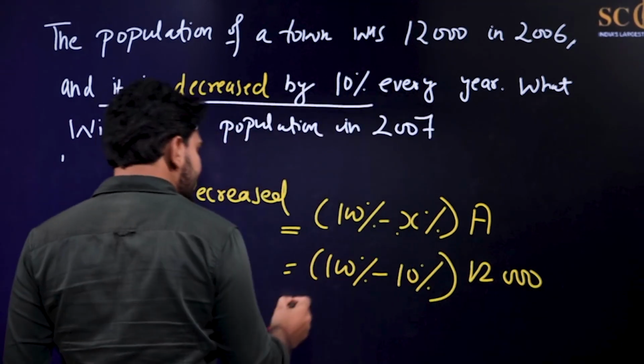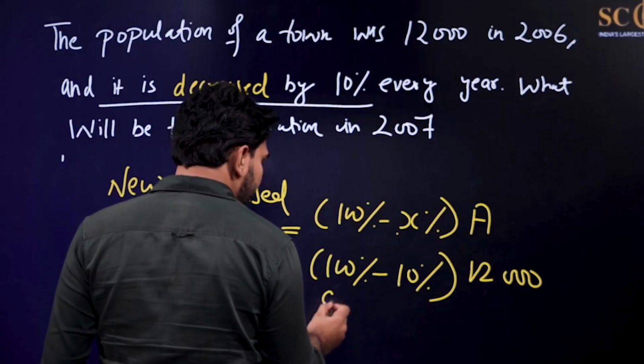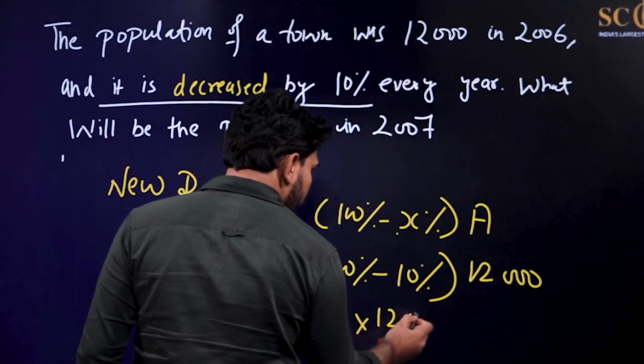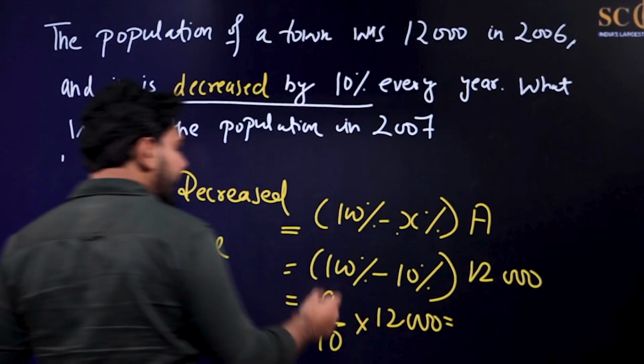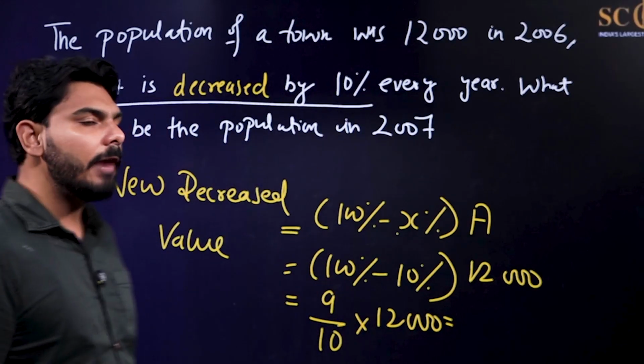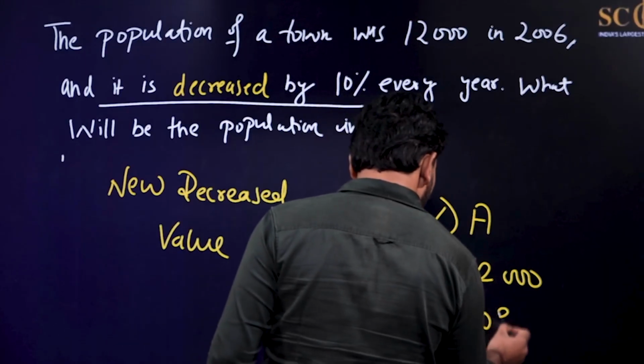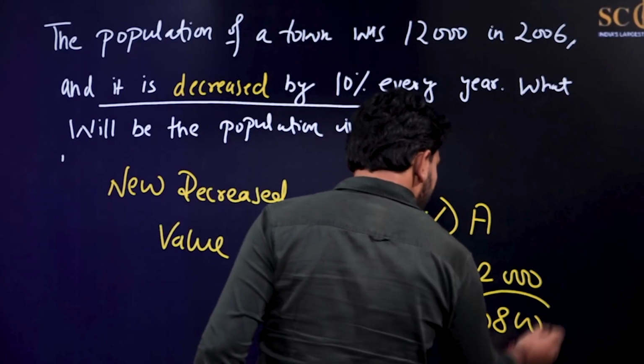So 100% minus 10% is 90%. 90% can be written as 9 by 10 of 12,000. So now you already know that 9 by 10, if you multiply it with this, 12 into 9 is 108. So it will be written as 10,800. Okay, so this will be your final answer.